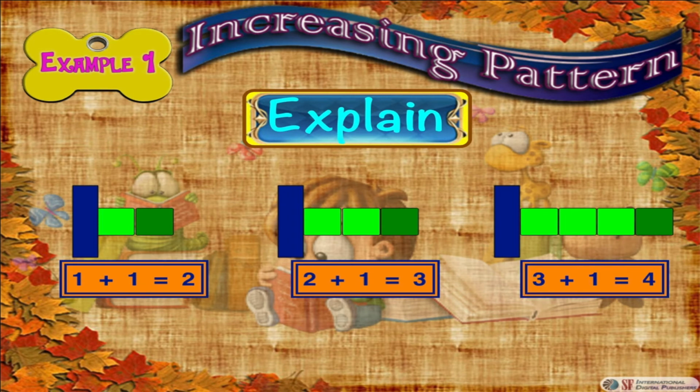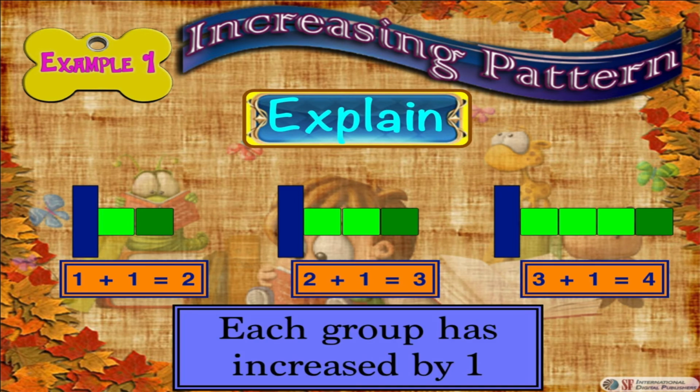By adding a green block to each group, we can see that an increasing pattern of 1 green block is created between these groups.